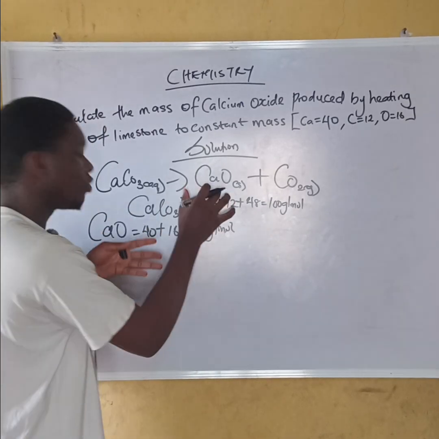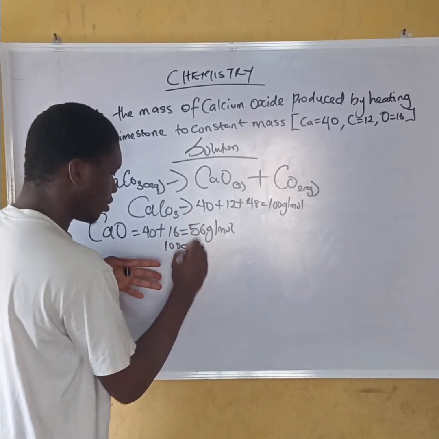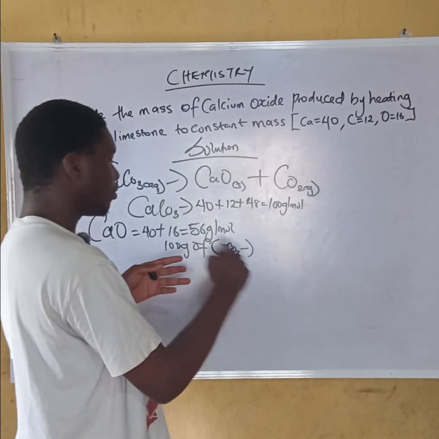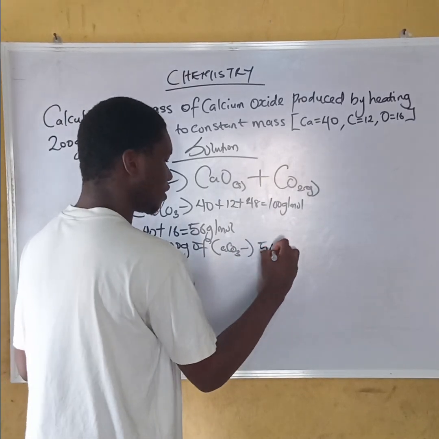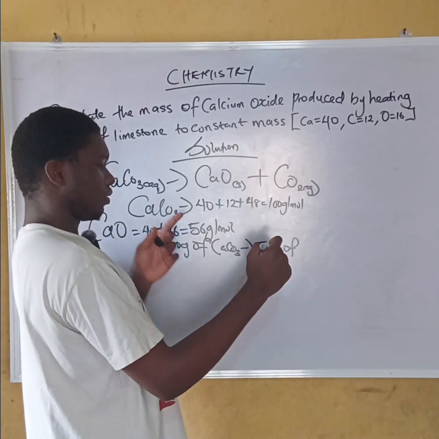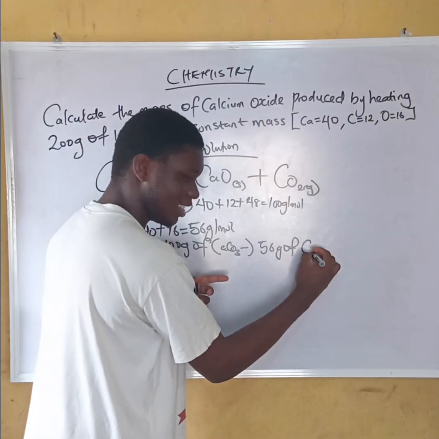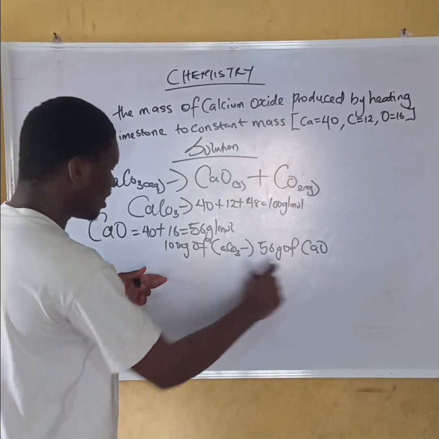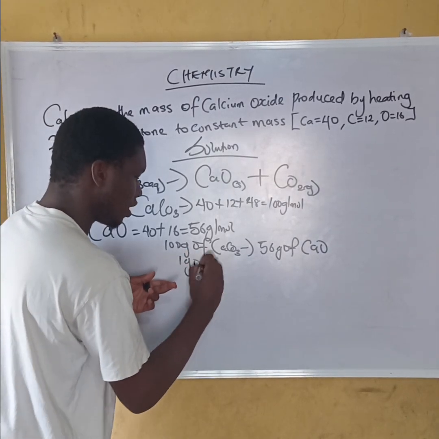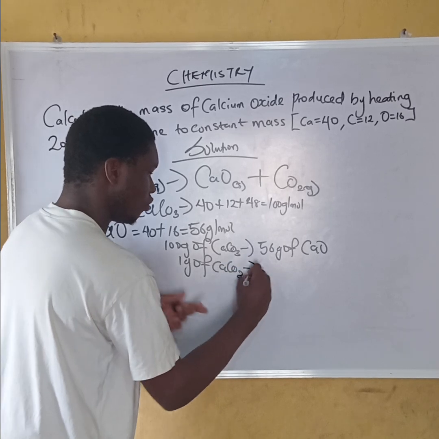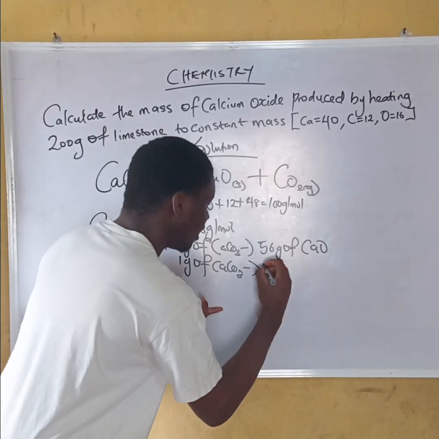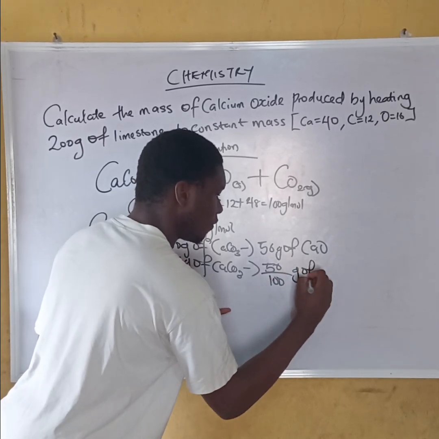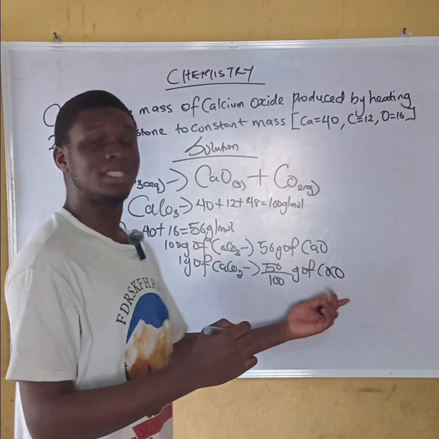Now according to this equation, 100 grams of calcium carbonate, which is limestone, gives out 56 grams of calcium oxide. So that is to say that 1 gram of this same CaCO₃ will give 56 divided by 100 gram of calcium oxide.